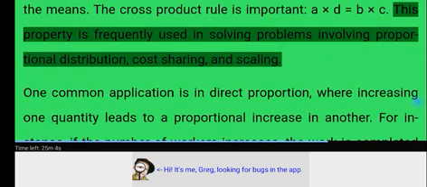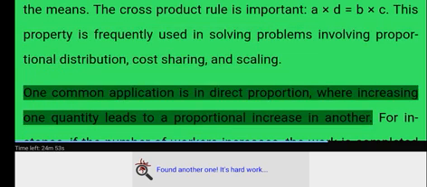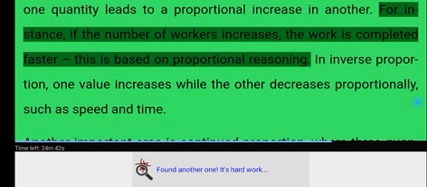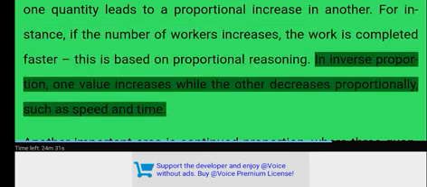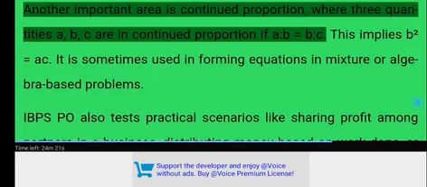This property is frequently used in solving problems involving proportional distribution, cost sharing, and scaling. One common application is in direct proportion, where increasing one quantity leads to a proportional increase in another. For instance, if the number of workers increases, the work is completed faster. This is based on proportional reasoning. In inverse proportion, one value increases while the other decreases proportionally, such as speed and time.